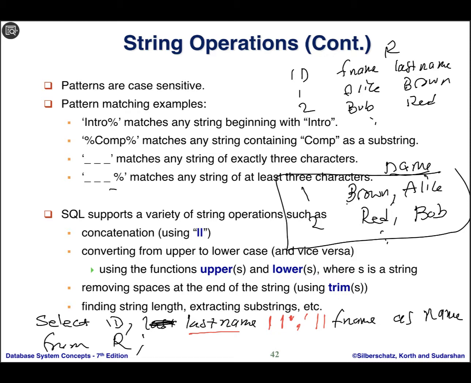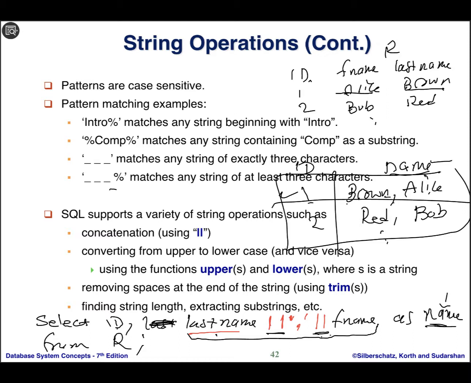Okay, so in this case, take the first tuple, this ID, take the last name. This one is going to be one attribute, and this attribute has 1 column, and the name of the column is going to be name. Take the last name, which is Brown. Then concatenate this with a comma, because I use this command. Then after that, concatenate the first name, which is Alice. So that allows me to print 1, Brown, Alice. Of course, it's the ID, and here the second column is going to be the name. So this is the way we can perform some operation with strings.